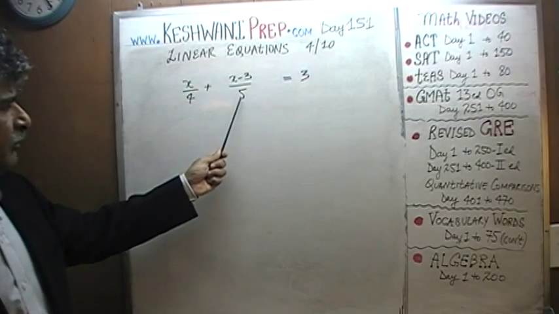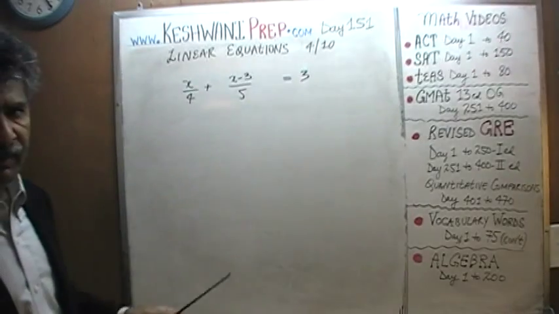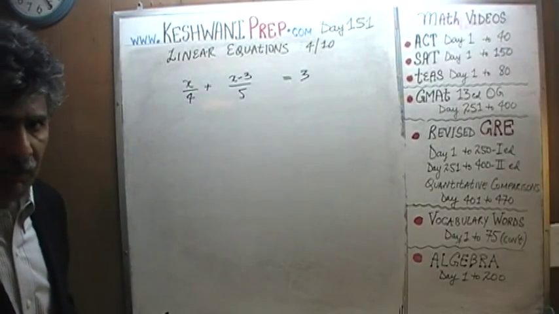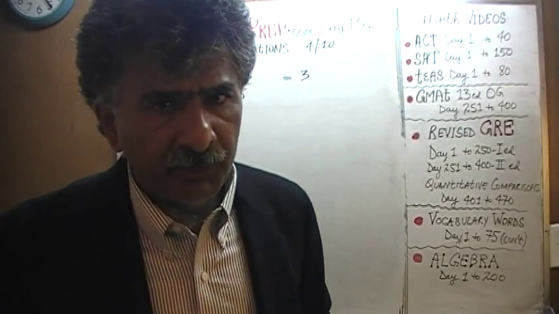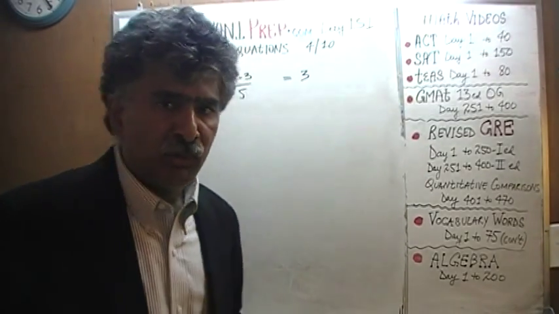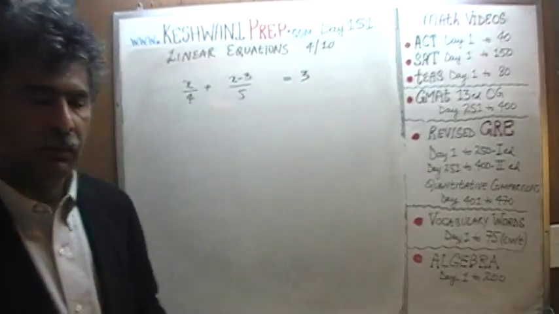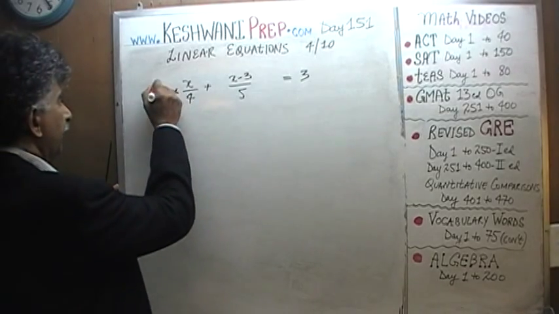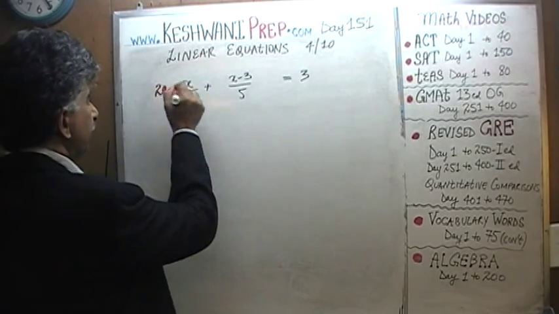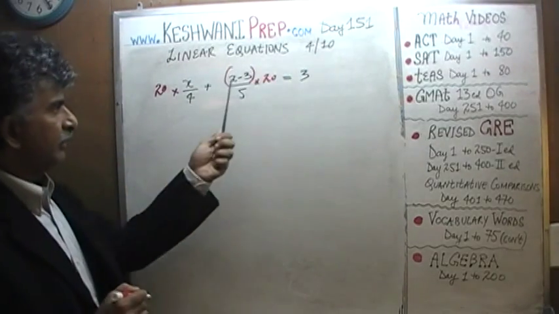What we need to do here is to somehow get rid of these numbers that we see on the bottom. How can we get rid of the 4 and the 5? The least common multiple, the smallest number that is divisible by both 4 and 5, is 20. So we're going to multiply this entire equation by 20. Multiply this term by 20, multiply this term by 20. Put a parenthesis around it so it doesn't get confused.